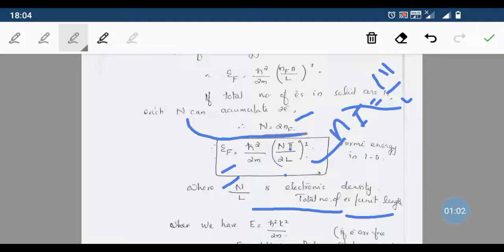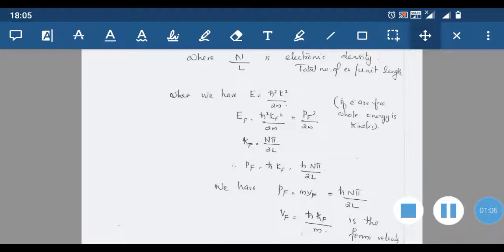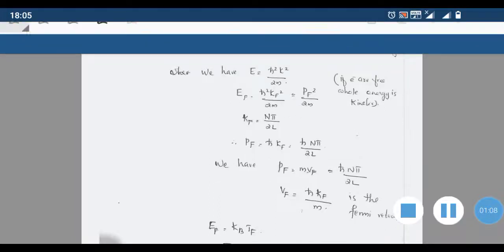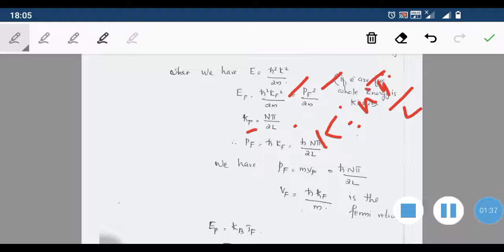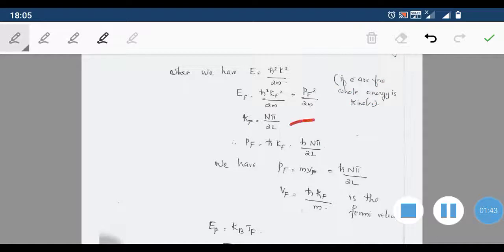So also we have E is equal to ħ²k²/2m, and EF we can write as ħ²kF², that is the k corresponding to the Fermi level, by 2m, that is equal to pF²/2m. So where kF is k, we know it is equal to nπ/L, that is our already known expression. So here this n is replaced by N/2. So the expression becomes Nπ/2L.